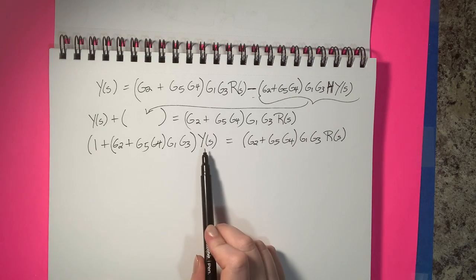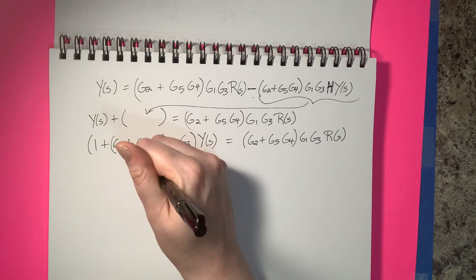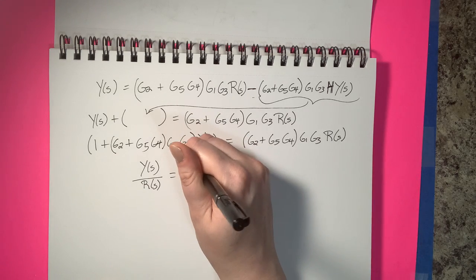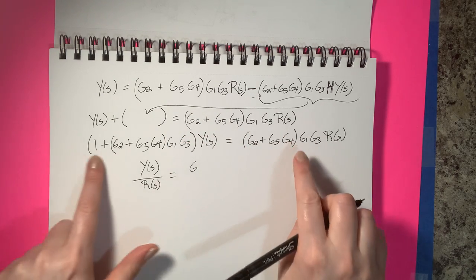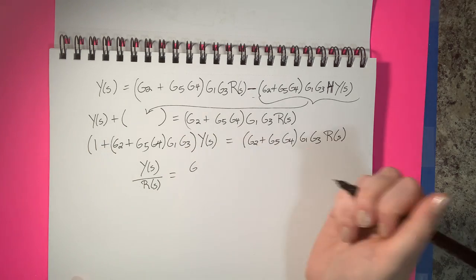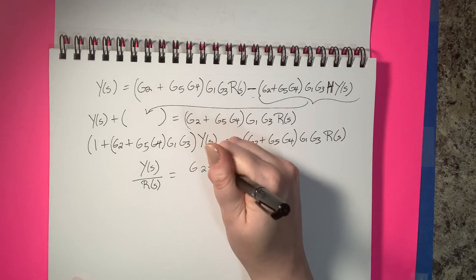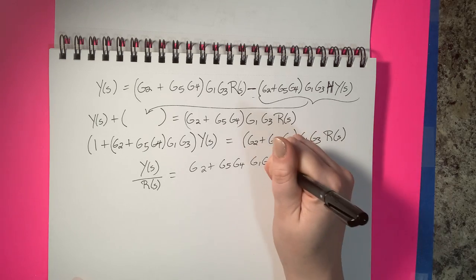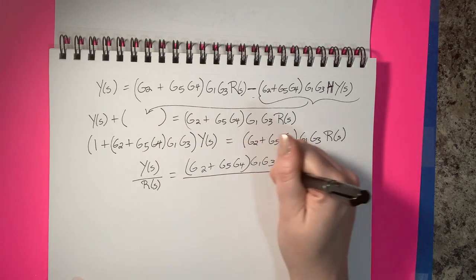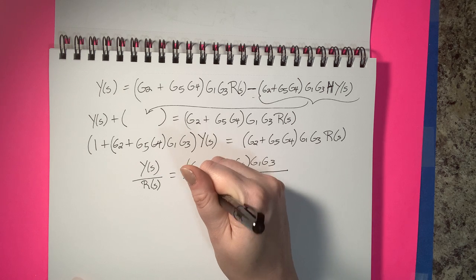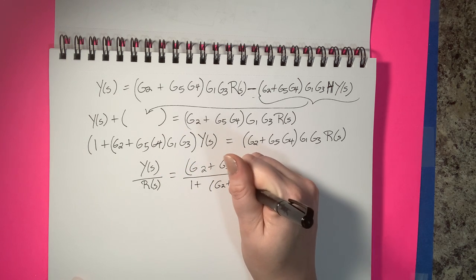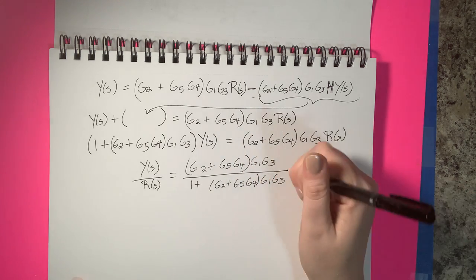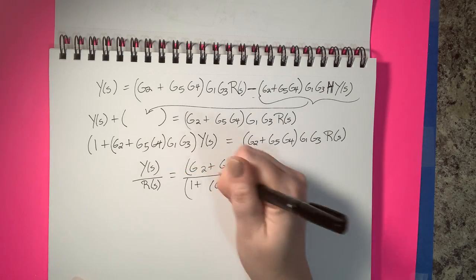Now let's do our division. We want output over input. And we have this term right here divided by this coefficient right here. So we should have the g2 plus g5, g4, g1, g3. I'm going to close the parentheses. Divided by the 1 plus g2, g5, g4. The more g's I write, the more messier they seem to get. But that is our finished transfer function.